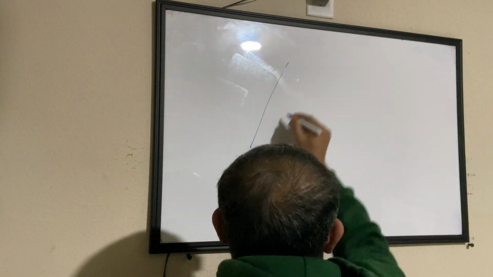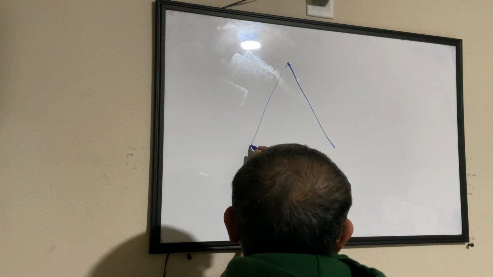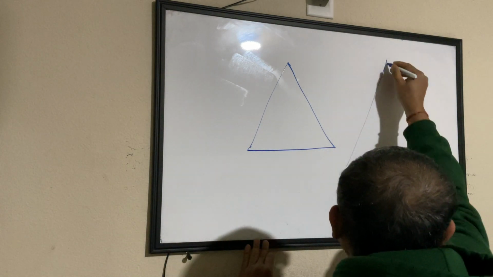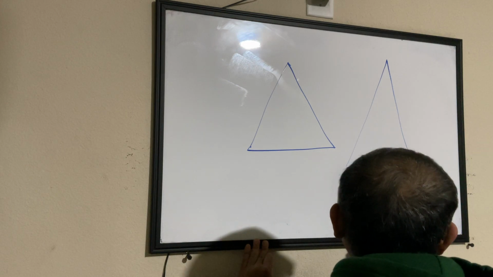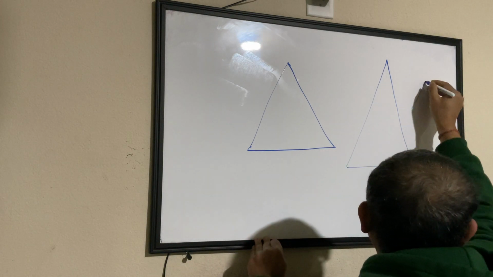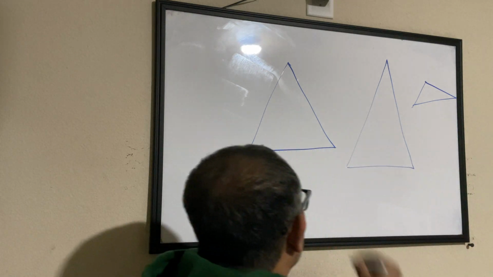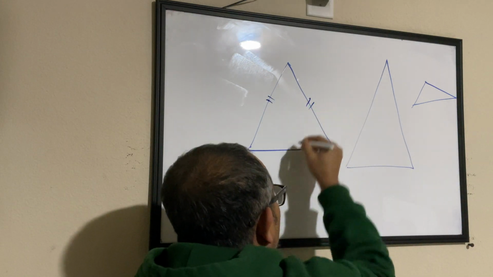So, again, we talked about the triangles. One triangle was equilateral triangle, another triangle was isosceles triangle, and the third triangle was scalene triangle. Equilateral triangle had all three sides being the same.